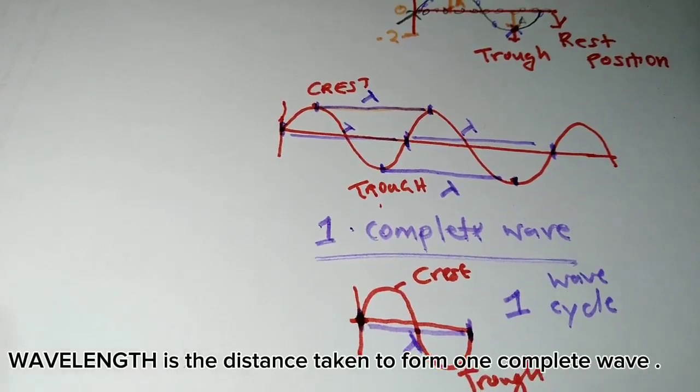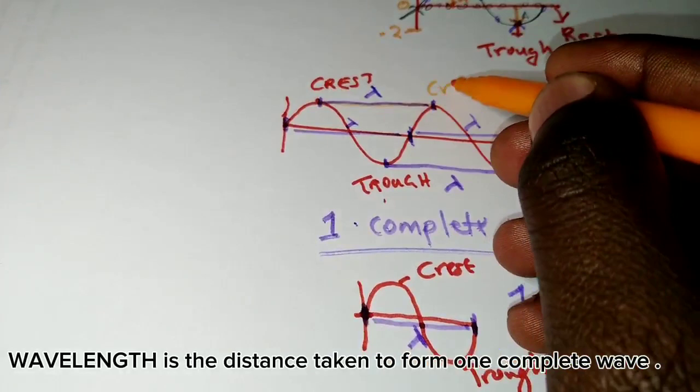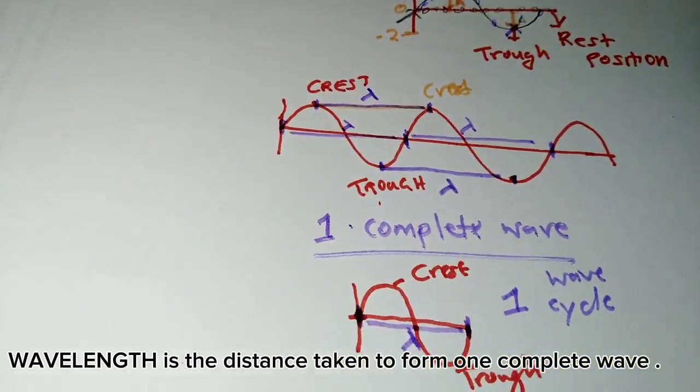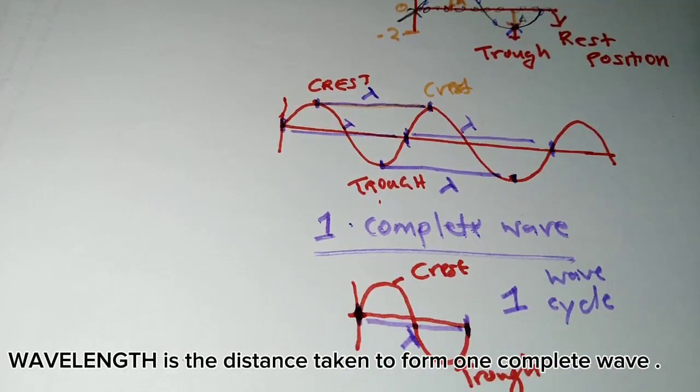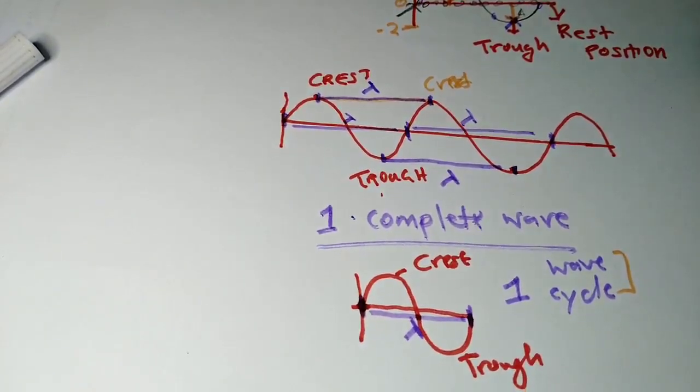So we have three definitions so far: the distance between two successive crests, the distance between two successive troughs, all of which define wavelength. Then apart from that, we've said it is the distance it takes to form one complete wave, or one complete cycle. All that is wavelength.